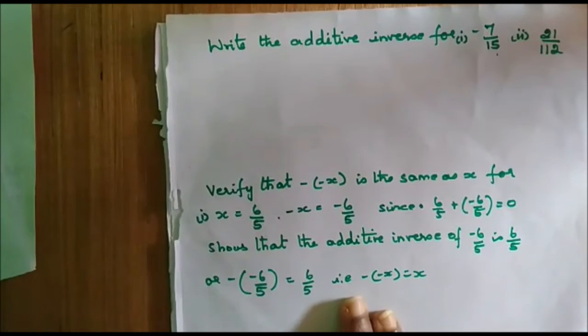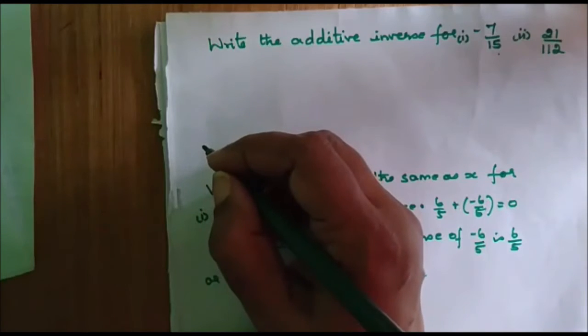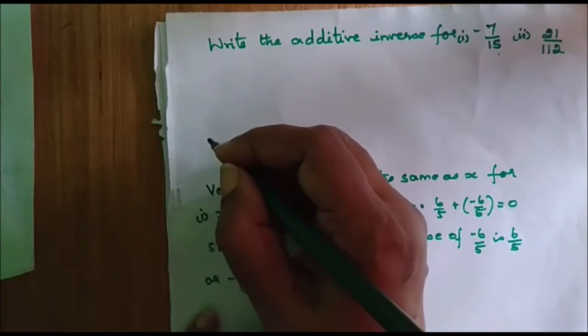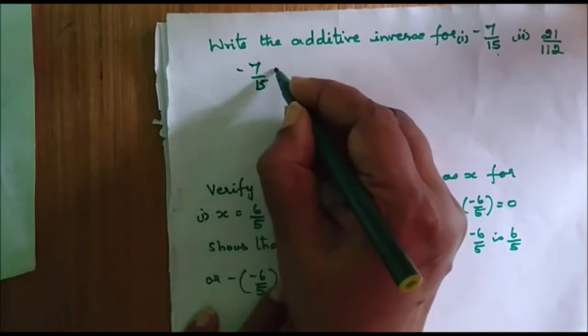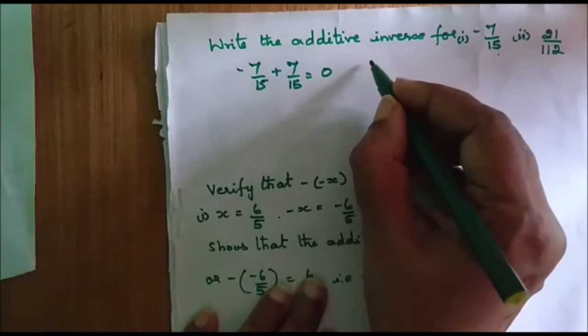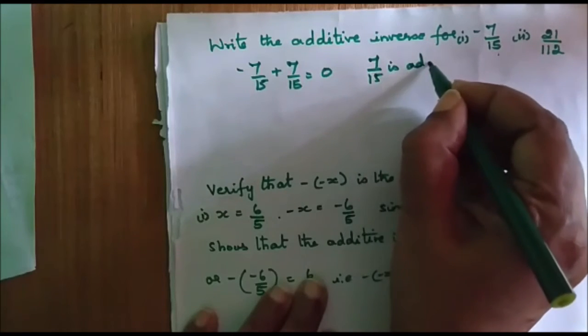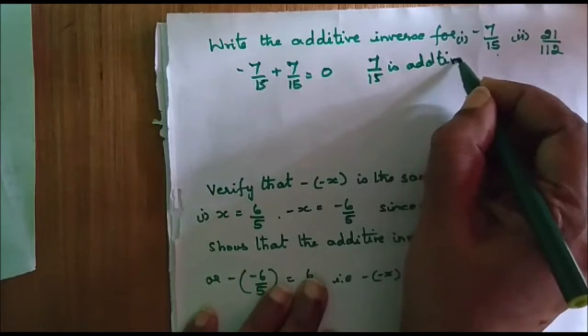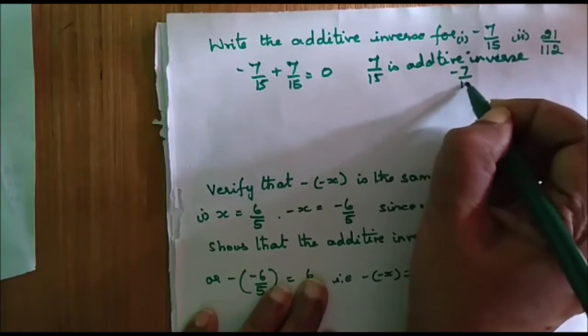Write the additive inverse for minus 7 by 15. What do you mean by additive inverse? When we add two numbers and we get the answer as 0, that number is called the additive inverse. Okay, so minus 7 by 15, if I add it with plus 7 by 15, I'll get the answer 0. So 7 by 15 is the additive inverse for minus 7 by 15.